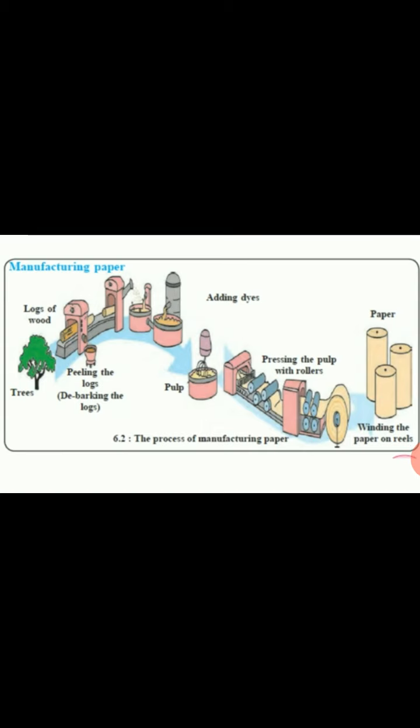So students, as you know, we are learning the continuation part of chapter number 6, substances in daily use. In the last lecture we saw the process of manufacturing paper, right? In this lecture we're going to learn about how paper is made. Okay students? So let's begin with the new points of chapter number 6, substances in daily use.